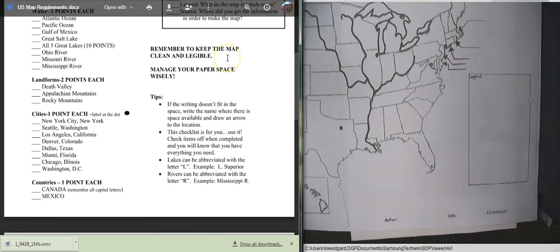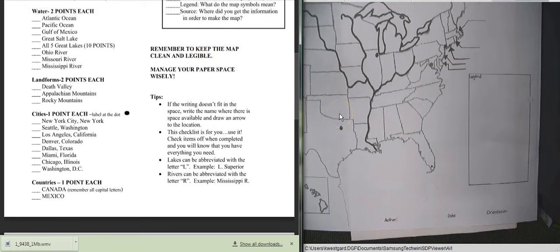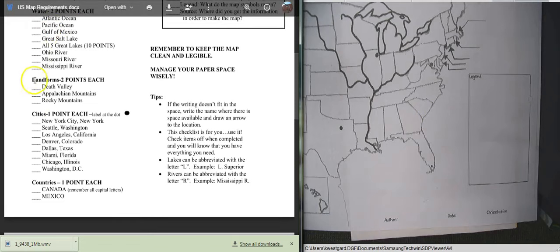Then remember to keep the map clean and legible. You want to use your best handwriting possible and manage the paper space wisely. Again, if the writing doesn't fit in here, just draw a line out to where there is space available and then label it. This checklist is here for you to use after you get something finished. Just check it off like that. Then you know it's done. Down here again you have some reminders for abbreviations. Right here the letter L is for lake. You could use the letter R for river, such as Mississippi River or Lake Superior.